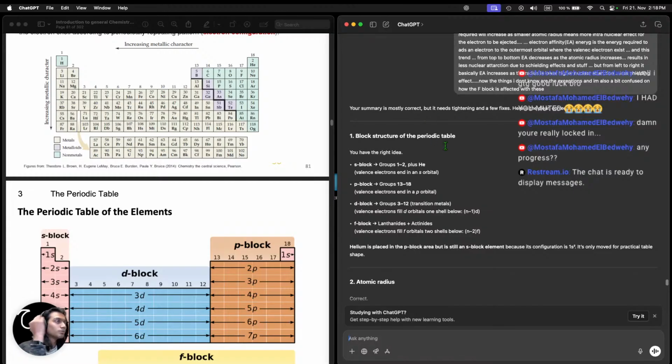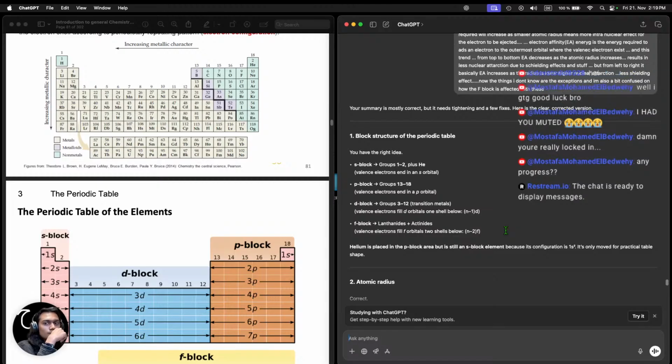Your summary is mostly correct, but it needs tightening and a few fixes. Here are valence electrons and in d orbital and n minus 1 d. Wait? Hmm.